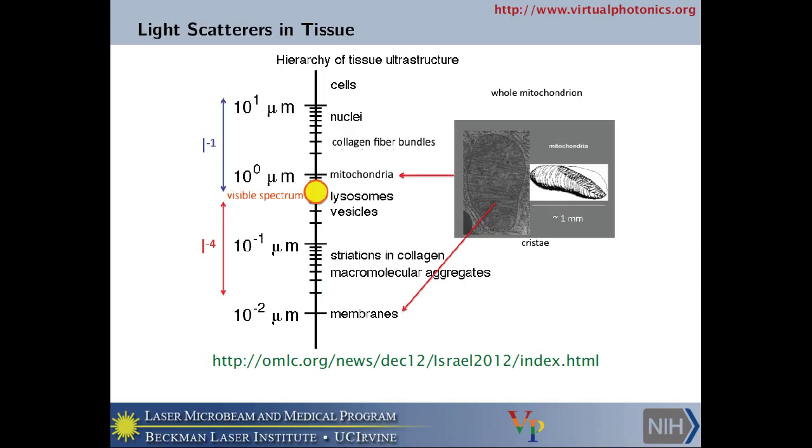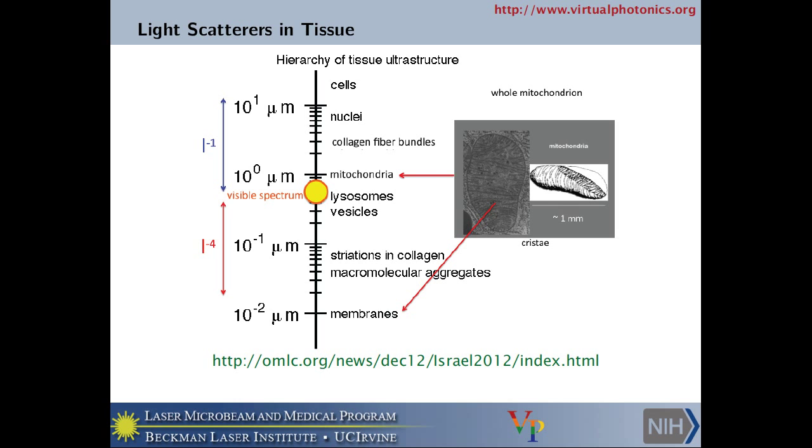One of the cellular components that are of great physiological interest is mitochondria, and mitochondria itself has a spatial scale on the order of a micron, but then within the mitochondria there are all of these membranous structures that have spatial scales on the order of tens of nanometers. Okay.